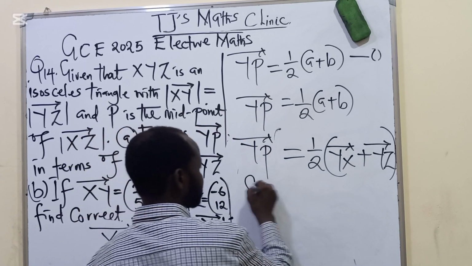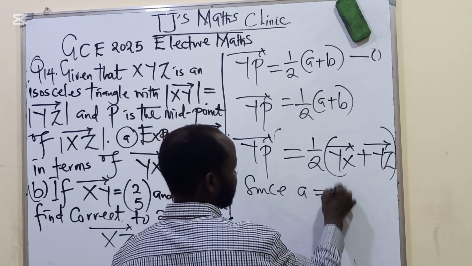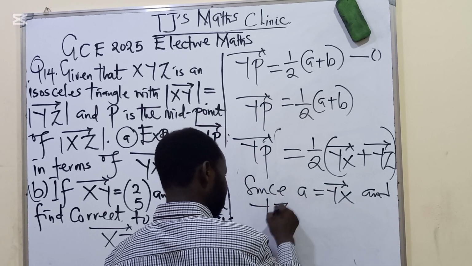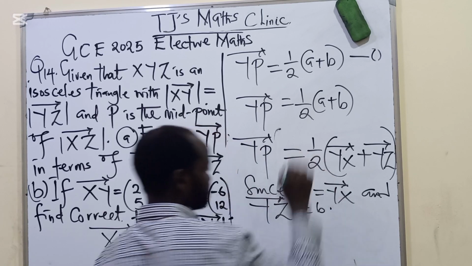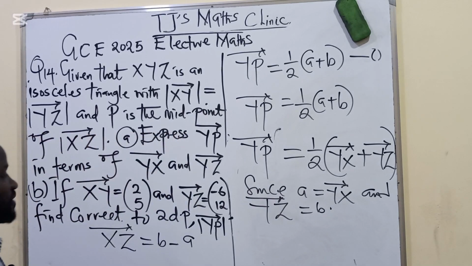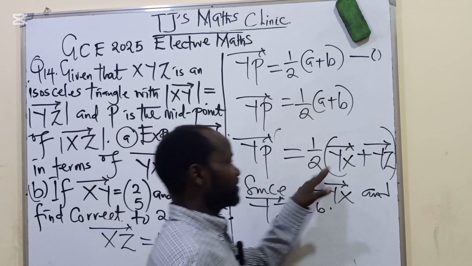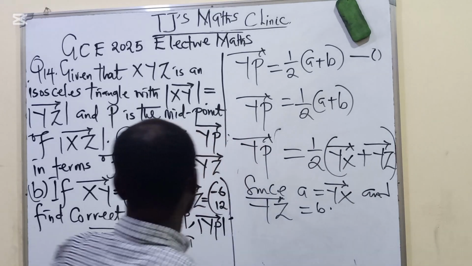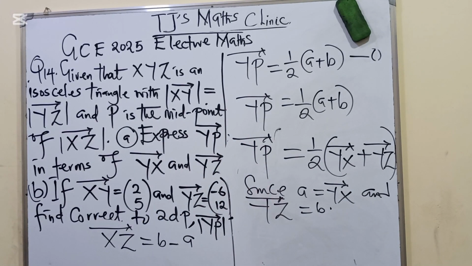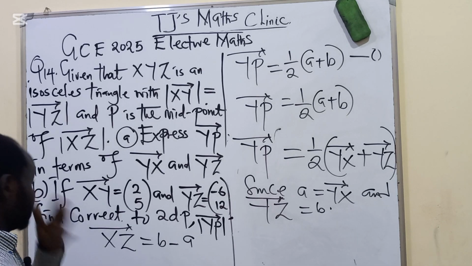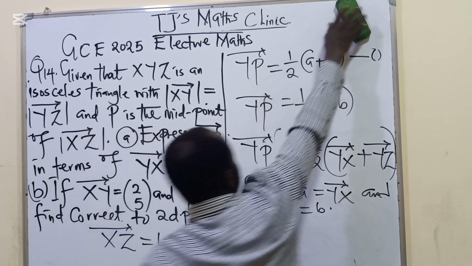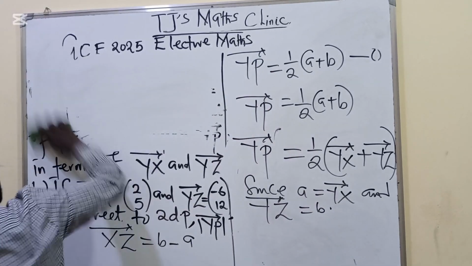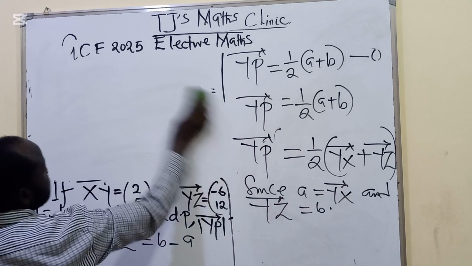Okay, since a is vector YX and YZ is b, it means vector YP is nothing but half of vector YX plus vector YZ. So this will be the solution to question A. Let's move to B now. Since we know YP now, let me clean here so that we can look at B.